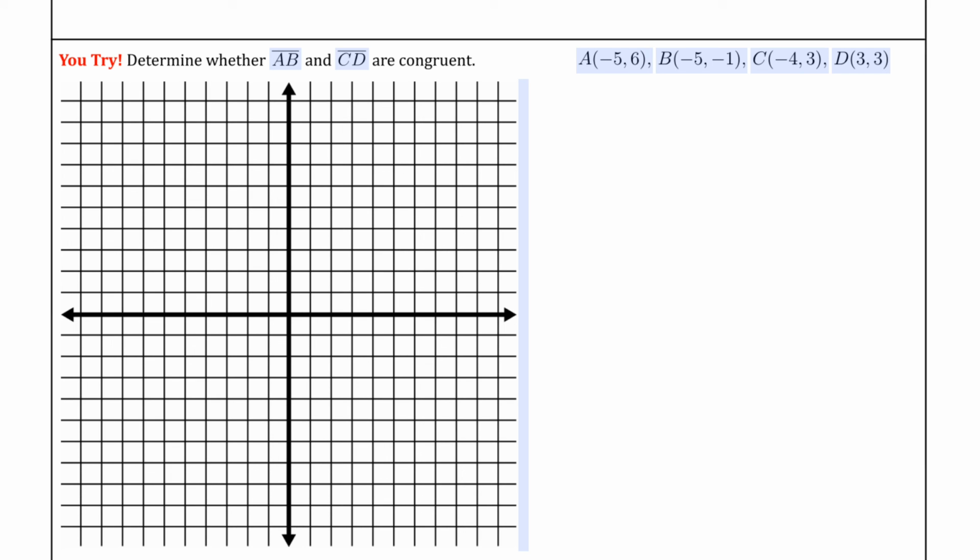All right, so go ahead and pause the video here, graph these coordinates, and see if you can give this one a try on your own.